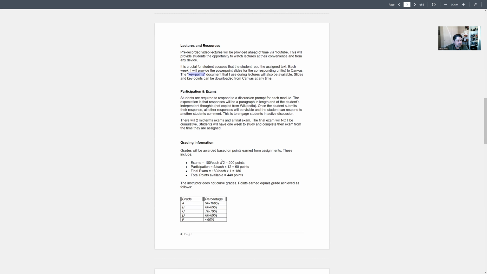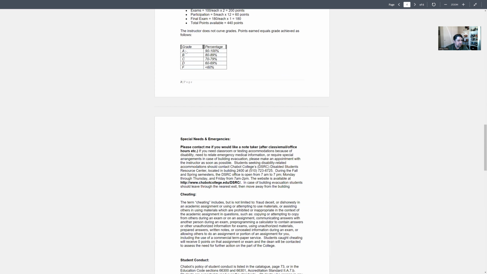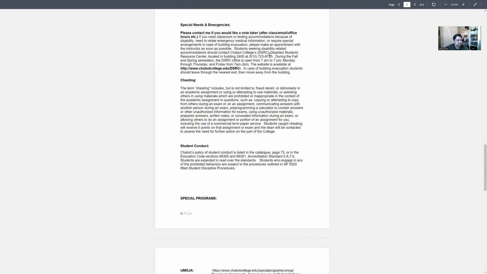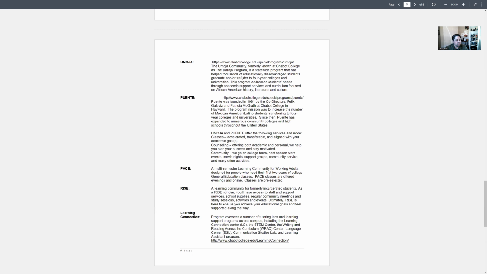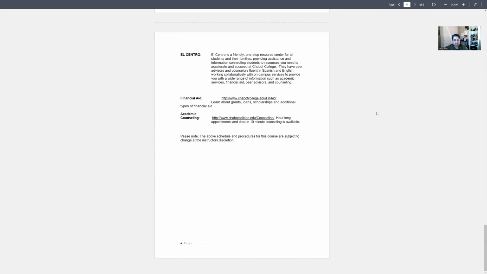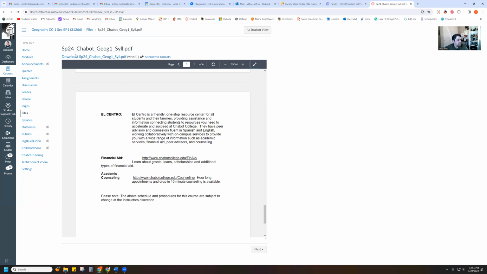And here's how the grades are broken down. I grade based on a pretty simple matrix, A, B, C, D, F. If there's any special needs you have, please get in touch with me. I'll be happy to take care of that, but reach out to me on a separate note about that. I'm going to skip through some of this other stuff. Obviously important information here. If you need help with any of these programs that are available to you, check them out. Okay, real quickly, I'll do another 5 minutes with you guys.